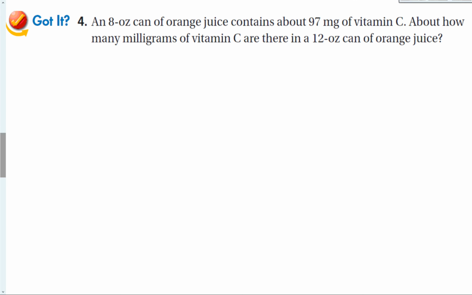All right, so an 8-ounce can of orange juice contains 97 milligrams of vitamin C. So I'm not so worried about the units. I just got to make sure they match. So let's call that 8 over 97. Okay, so that's ounces, and that's milligrams. Okay. How many milligrams of vitamin C are there in a 12-ounce can? So I'm going to put that on the top so that way my units match.